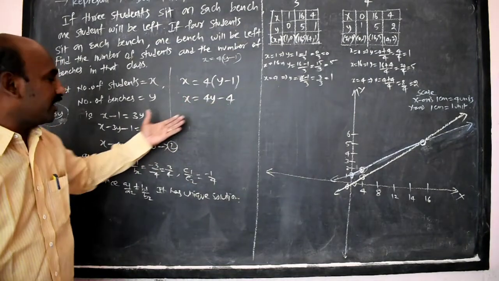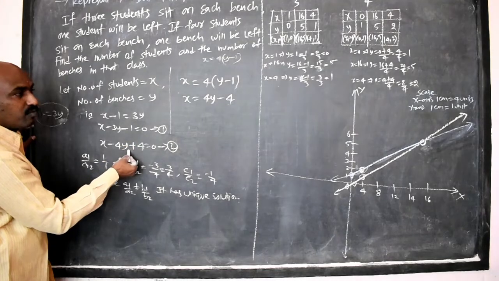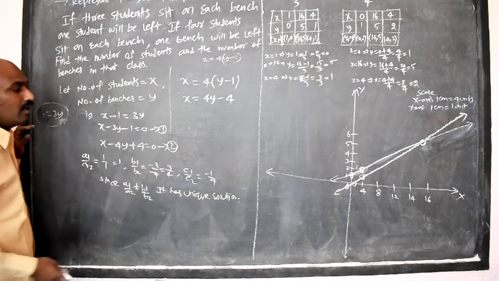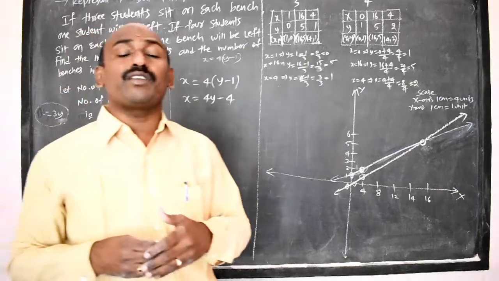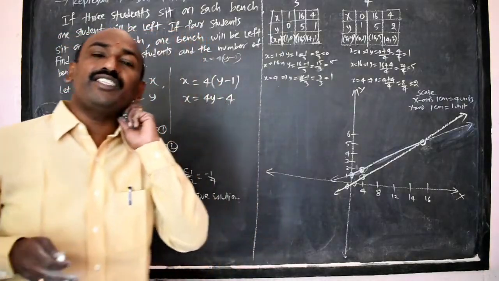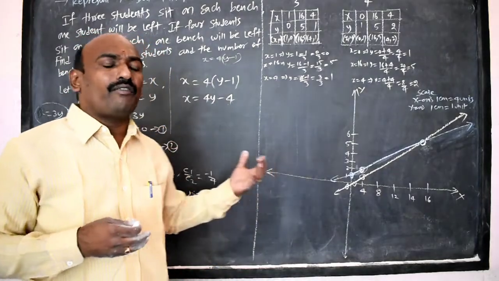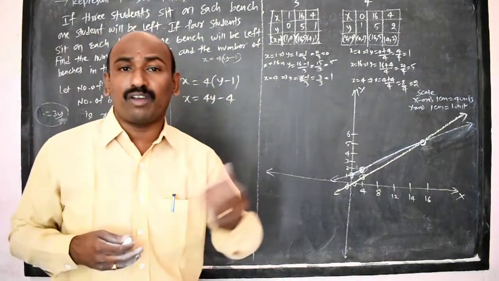This we can convert into standard form: x minus 3y minus 1 equal to 0, and x minus 4y plus 4 equal to 0. This is just the situation represented as a pair of linear equations in 2 variables. After that we can draw the graph of this. First of all, check how many solutions exist for the two lines.